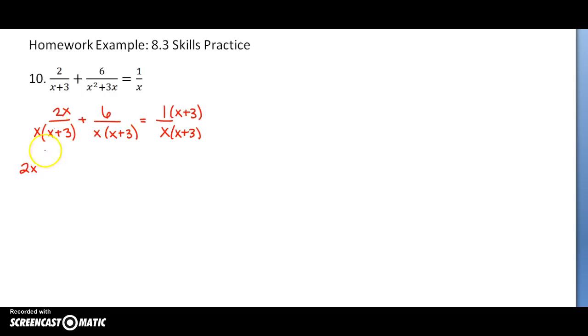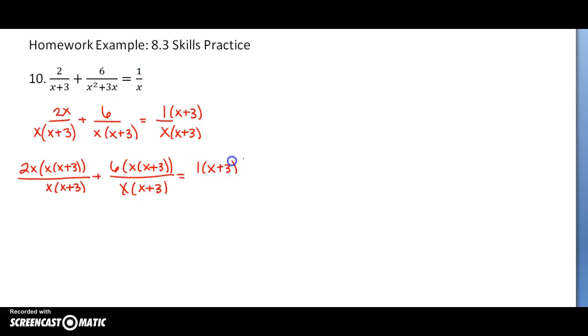So if I multiply this 2x by the common denominator, then I have this. If I multiply the middle term by the common denominator, I have this. And if I multiply this last term by the common denominator, I have this. And if you remember in our Bell work, what that allowed us to do is to say, oh, this cancels out, this cancels out, those cancel, and those cancel.